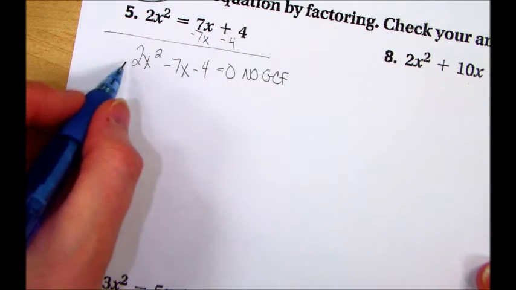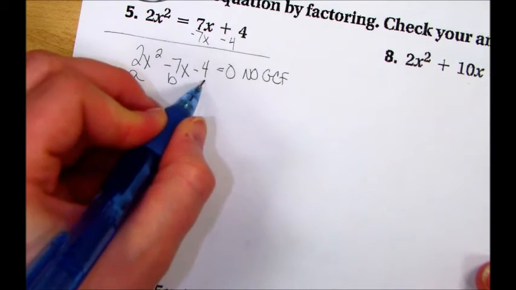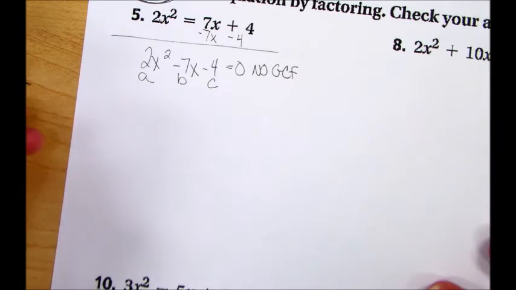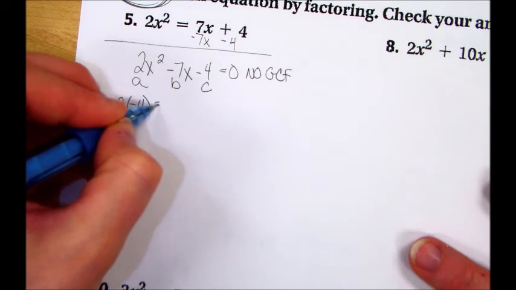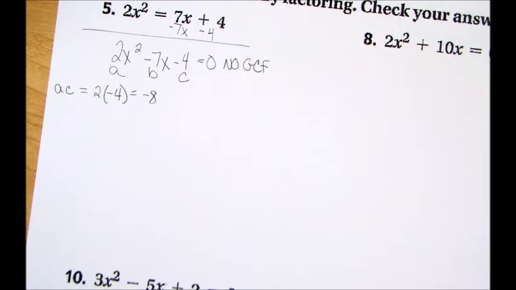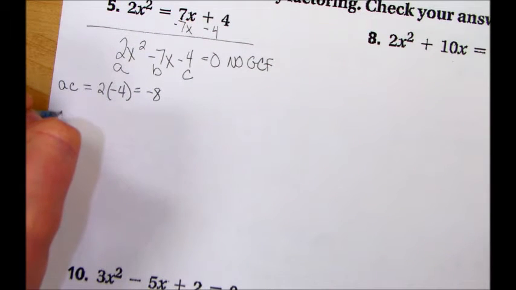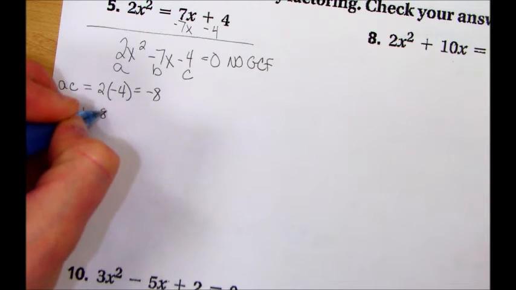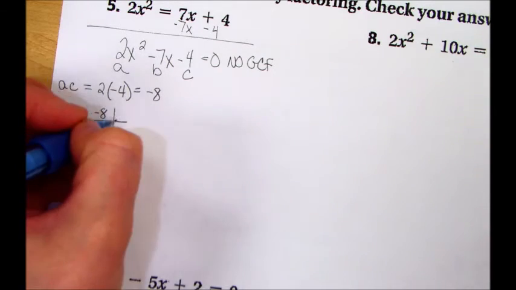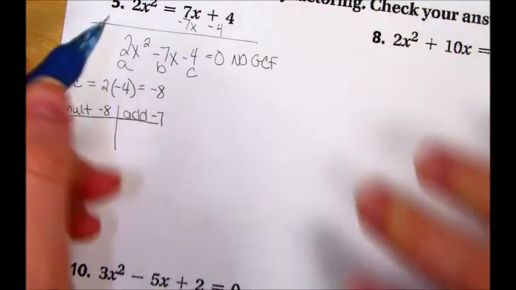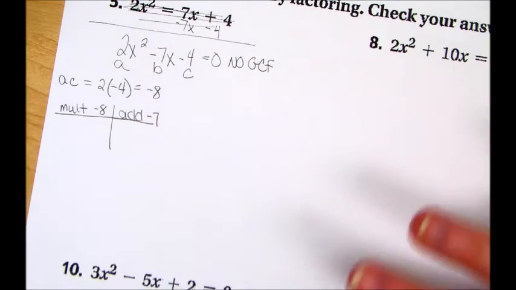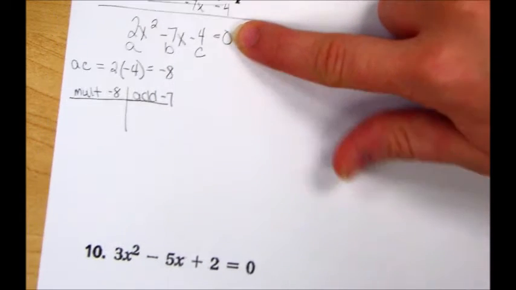This is a trinomial. Trinomials, you need to identify A, B, and C. And we also need AC. So that would be 2 times negative 4, which yields negative 8. Now it's time to make that chart. I need numbers that multiply to negative 8, that number I just came up with, and they make negative 7 when you add them. Please don't look at the original problem anymore, okay? Only look at this new one that you set equal to 0.